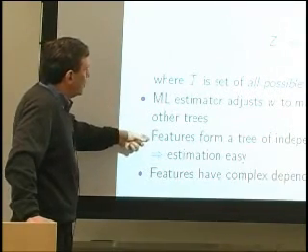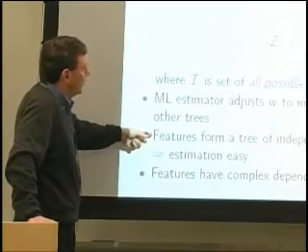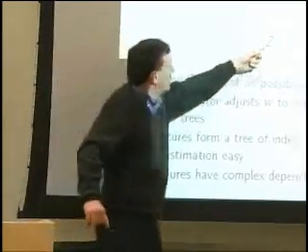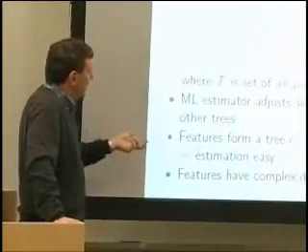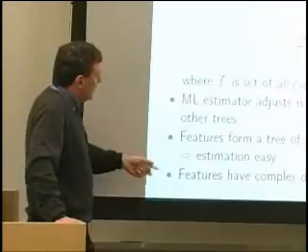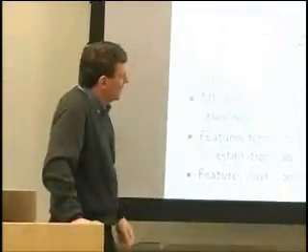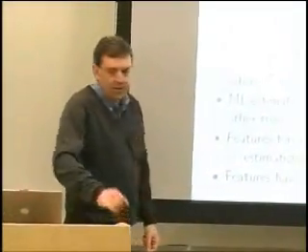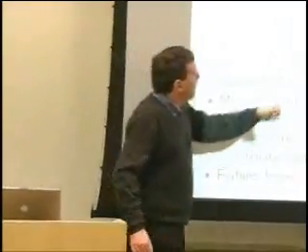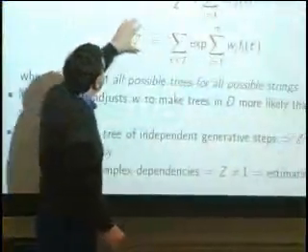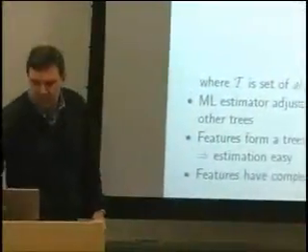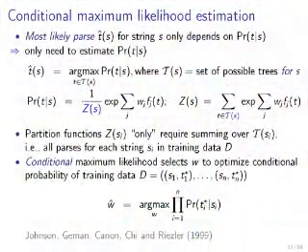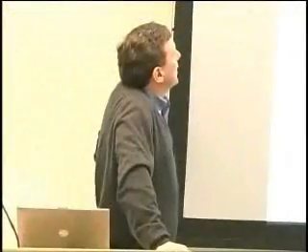Now, if the features happen to form a tree of independent generative steps, then this partition function Z is going to be 1, and that yields an easy estimation problem. But if the features have complex dependencies, then the partition function Z isn't 1, and whenever I adjust these feature weights, this Z may change, and so it may change the scale of these probabilities in an arbitrary way.